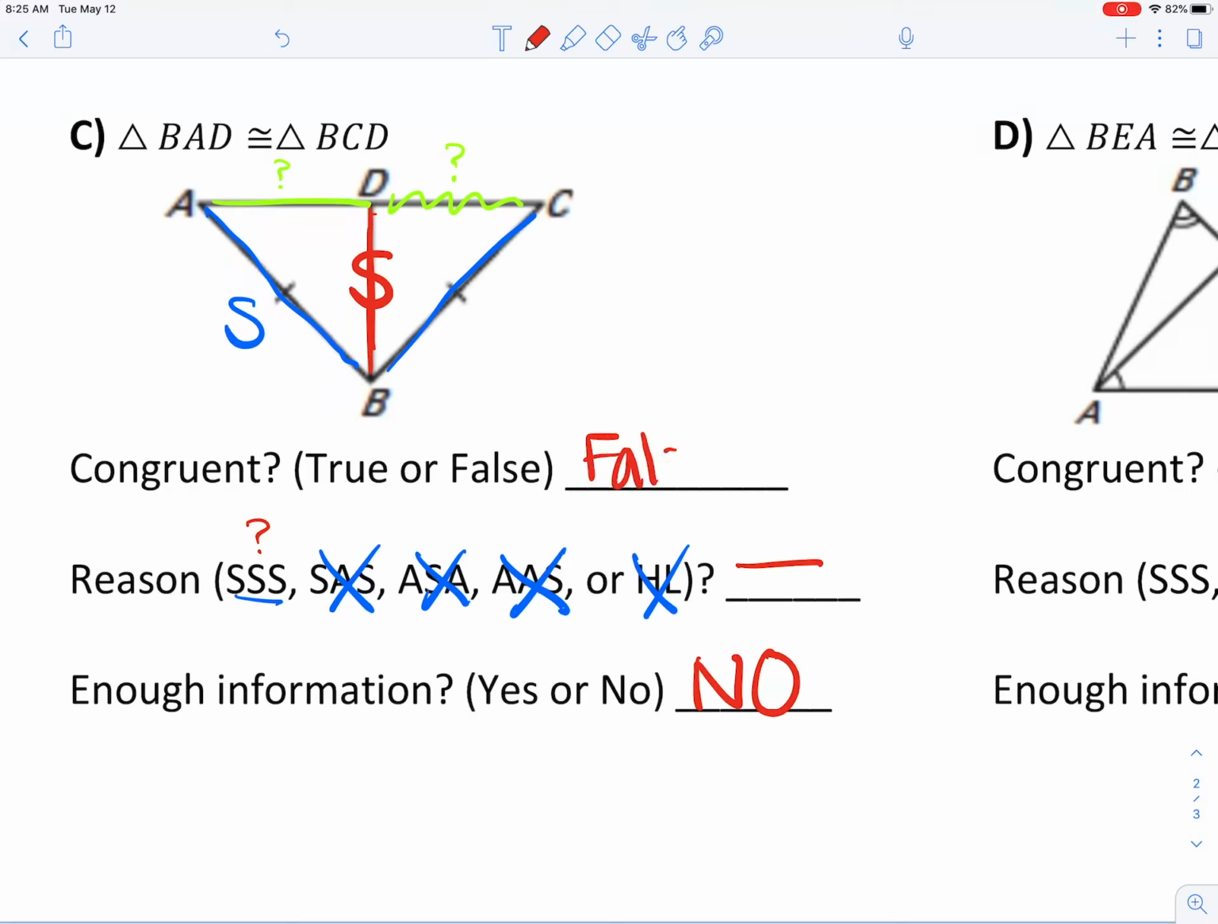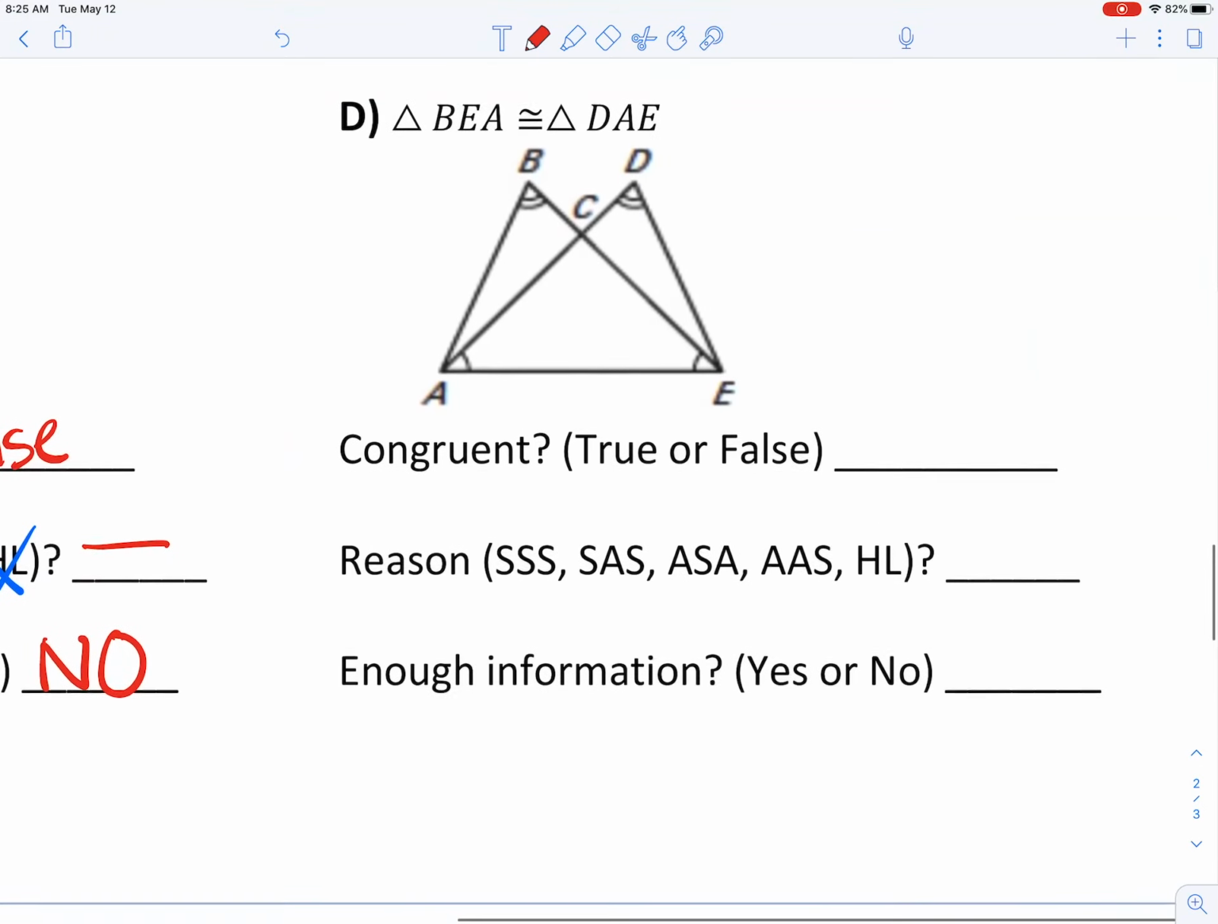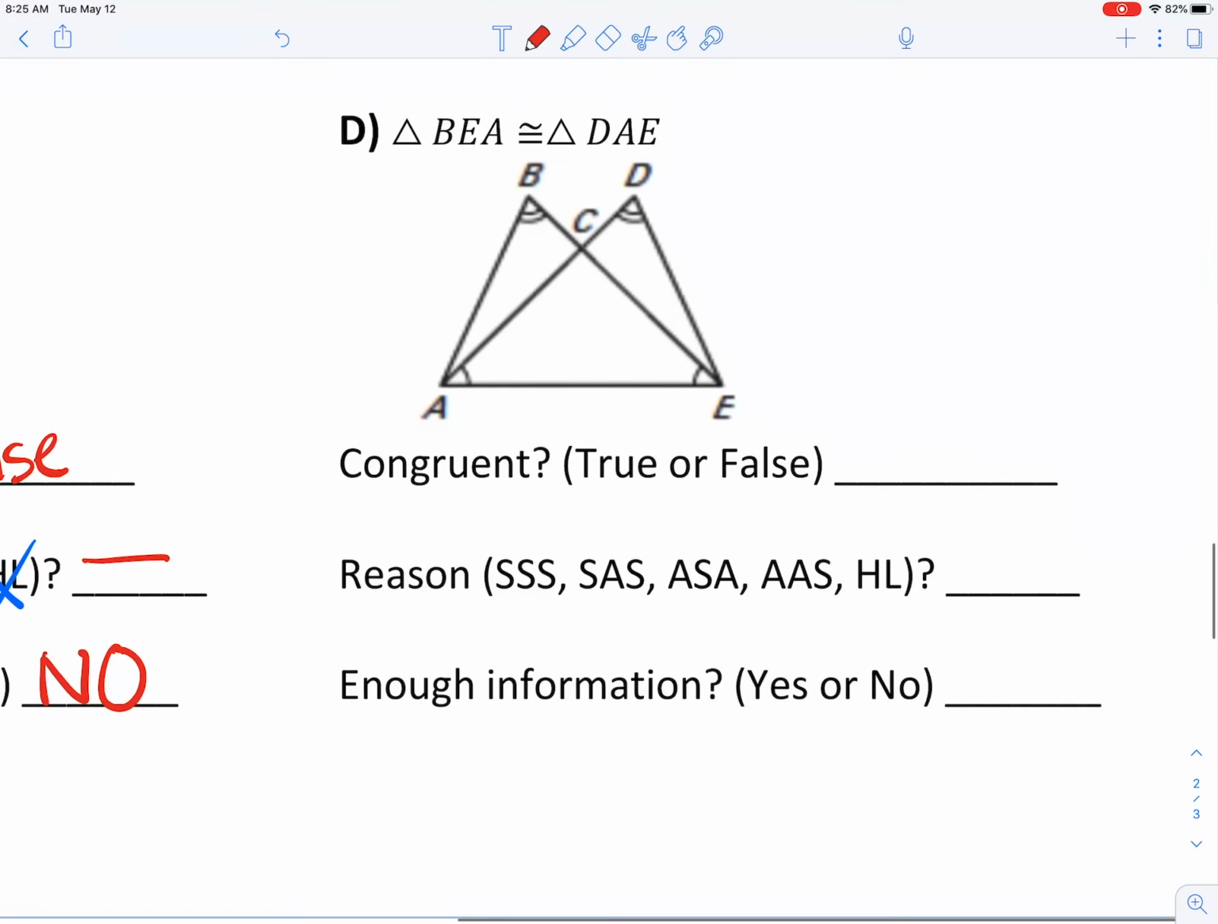I cannot say that there is a reason. Maybe it's side, side, side, but I'm not sure. That means that my congruent statement, as of right now, is false because I would need to know these two sides to find enough info. All right, letter D.